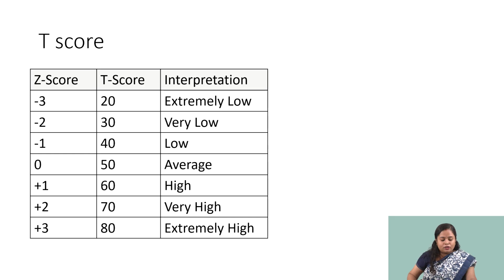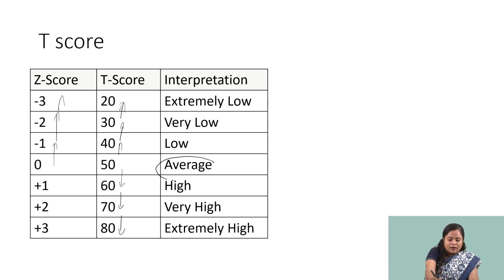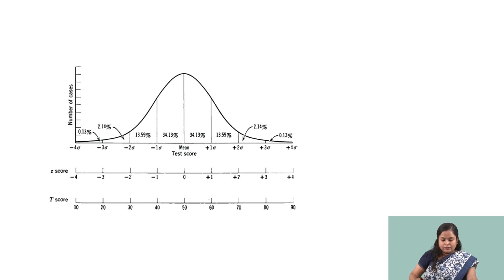This is the interpretation of T-scores. If you get a Z-score of 0, it will reflect a T-score of 50. As you increase the Z-score, you will see a 10 point increase in T-score, and as the Z-score decreases, you will see a 10 point decrease in T-score. This is the average level. Scores below this indicate low performance, and a T-score above this level indicates high performance.